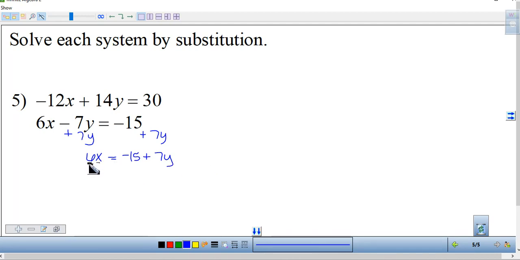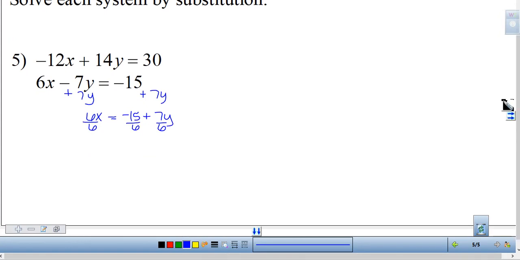Now I need to divide by 6. Remember, you're going to divide every single term by 6. If you have fractions, do not write them as mixed numbers, but do simplify them. So -15/6 will become -5/2.